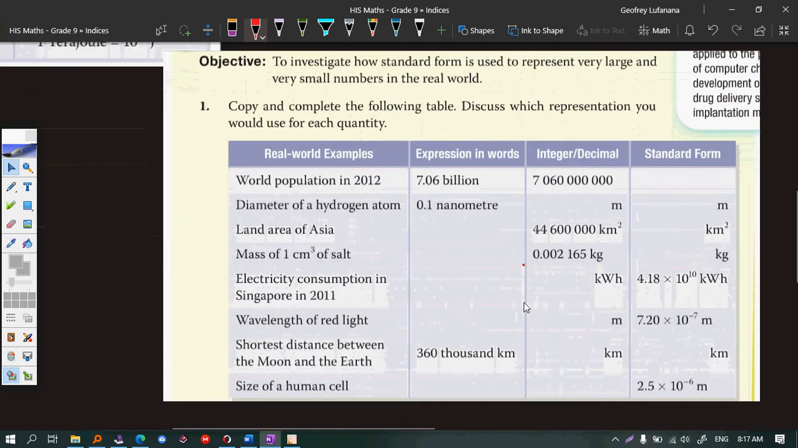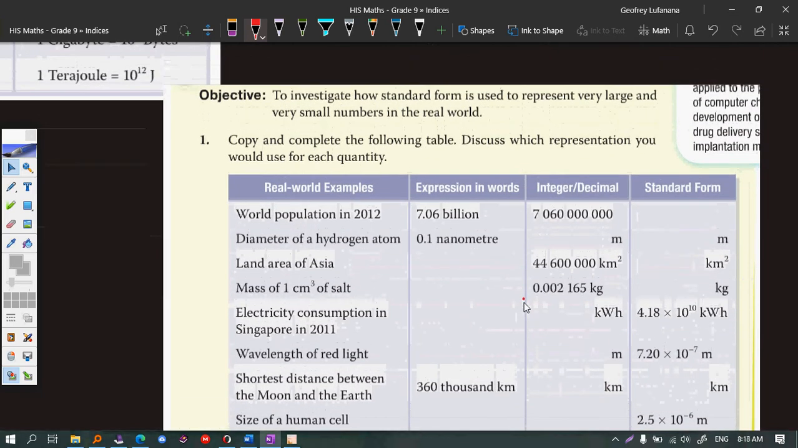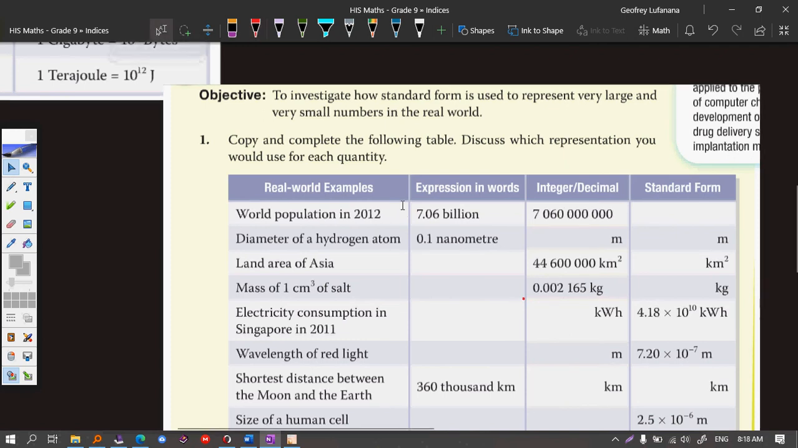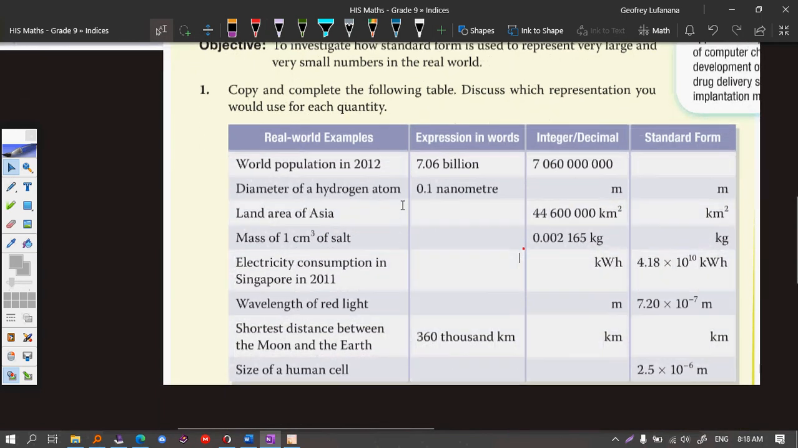Now, this is for us to use our knowledge from that table and complete this one. Let me take an example. You are going to look at a real life measurement, like the size of a human cell. In standard form, it is 2.5 times 10 to the power negative 6 meters. Can you write that as an integer or decimal? You're going to write that over here, and then you're going to write the expression in words.